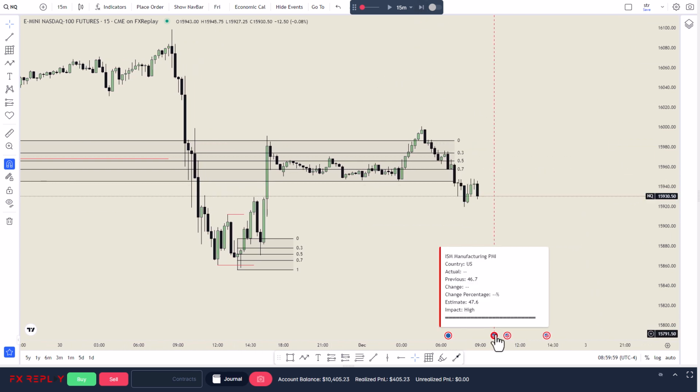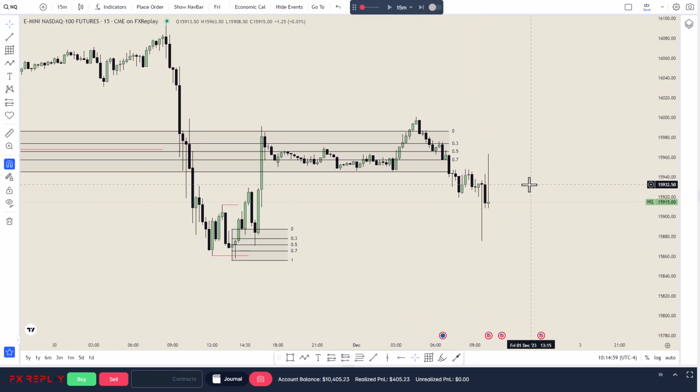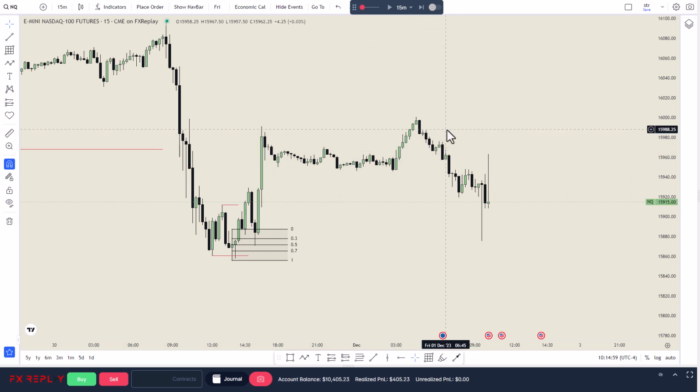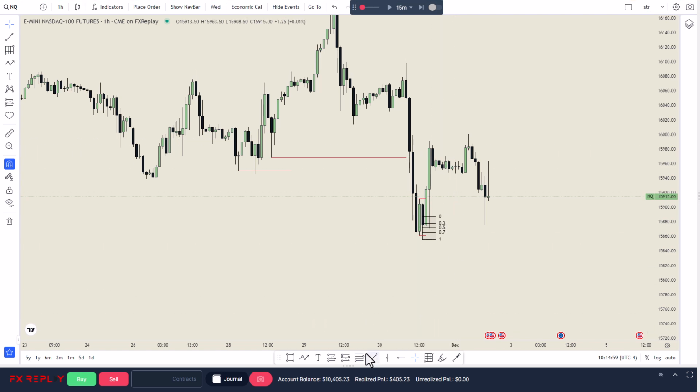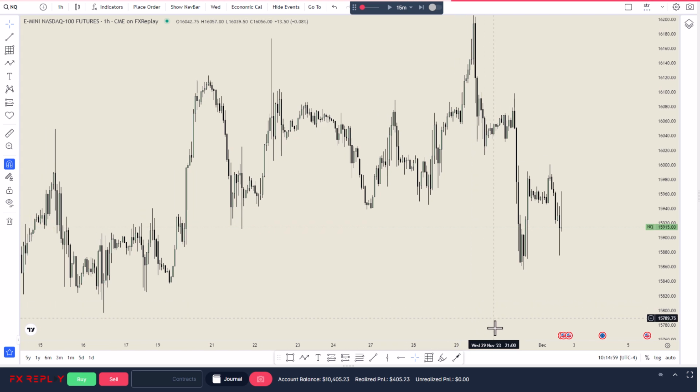We have some news. Since we have news at 10 a.m., we're going to start trading after 10 a.m., right? All right, so let's see what's going on. Let's remove this one more time to the 1 hour and see what's going on. All right, let's remove everything for now.